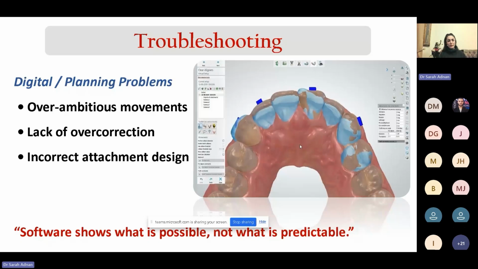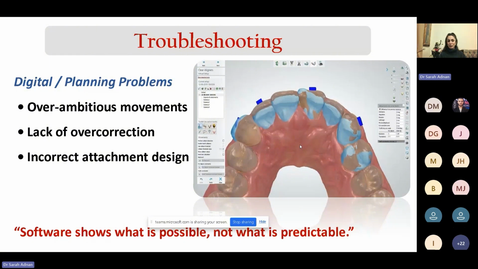Another important problem is the digital and planning problem. In general, attachments and software show you what is possible, but not what is clinically predictable. It smooths the teeth, but not all these movements are possible in real life situations. These problems include over-ambitious tooth movement, meaning over planning of the tooth movement, which not all of it can be gained, as we said, because of the aligner nature.